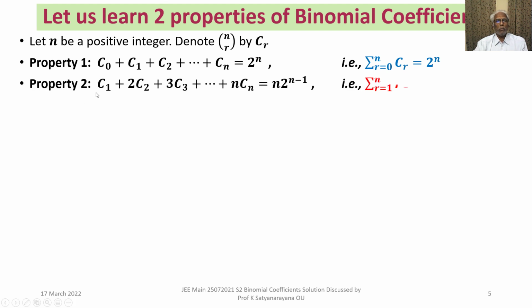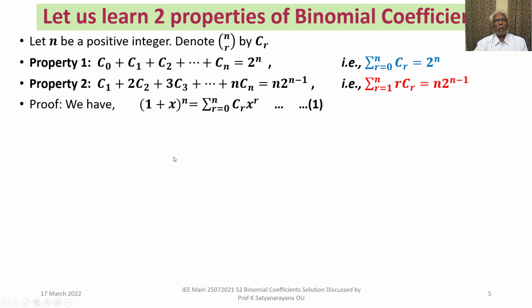Property 2: C1 plus 2 times C2 plus 3 times C3 plus etc. plus n times Cn is equal to n times 2 power n minus 1. That is, the sum of r times Cr for r from 1 to n is equal to n into 2 power n minus 1.